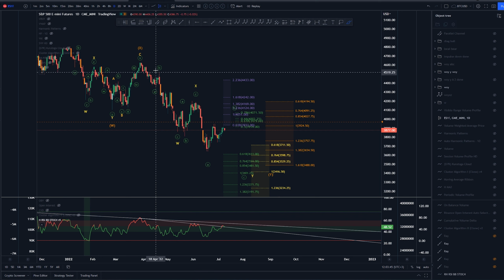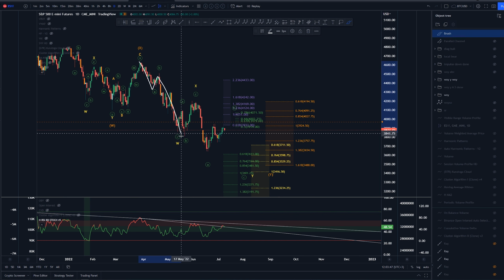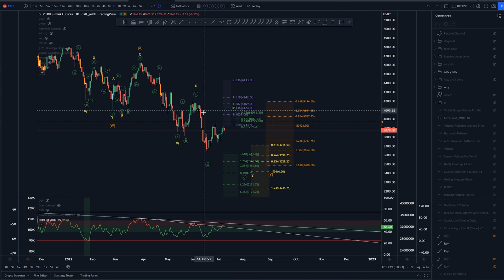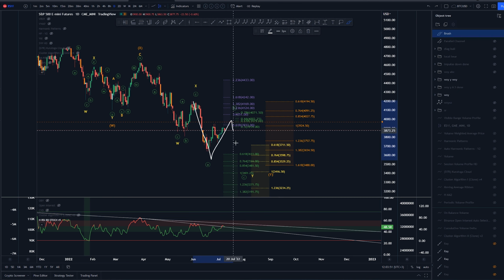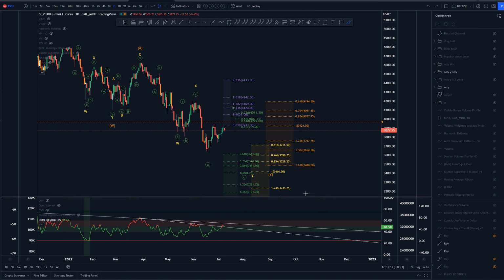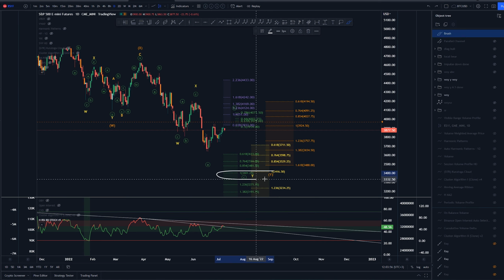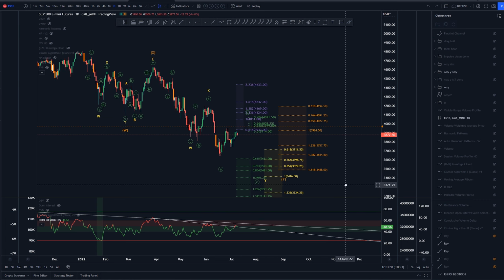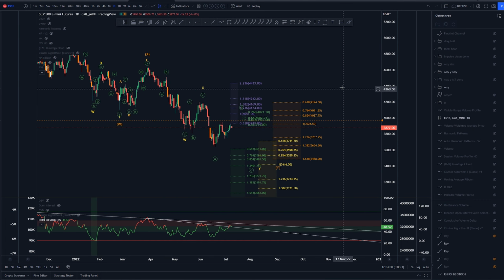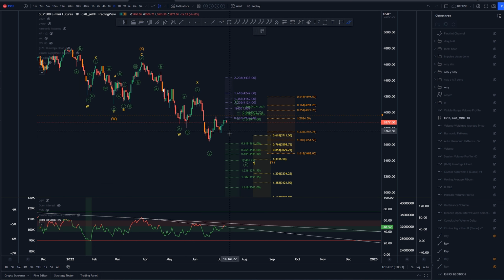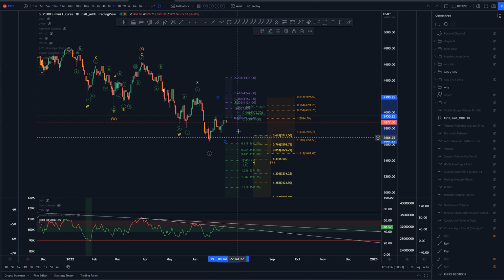This, however, is still my main count, in which we have an ABC into W, ABC into X, and then another A, B, and C coming down for the wave Y. Again, those one-to-one extensions are here very nicely overlapping, so that is one of the reasons why I like it. Of course, if we are getting a new high here, we need to be adjusting our trend or the fibs here, but we'll see what happens.